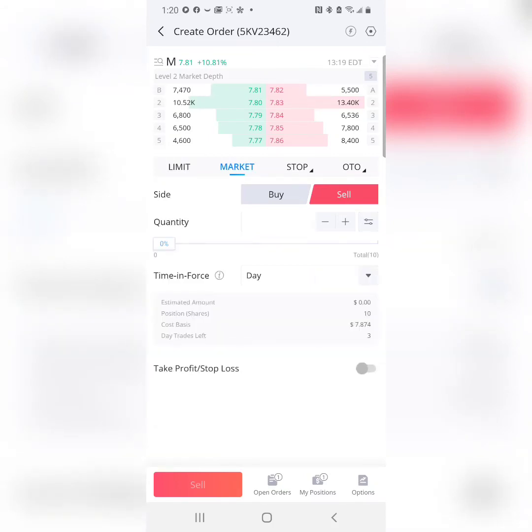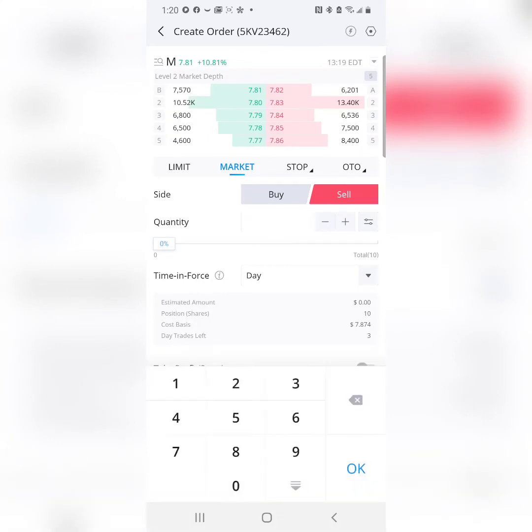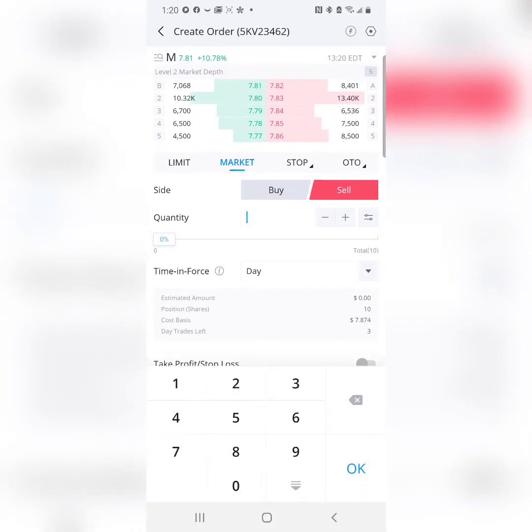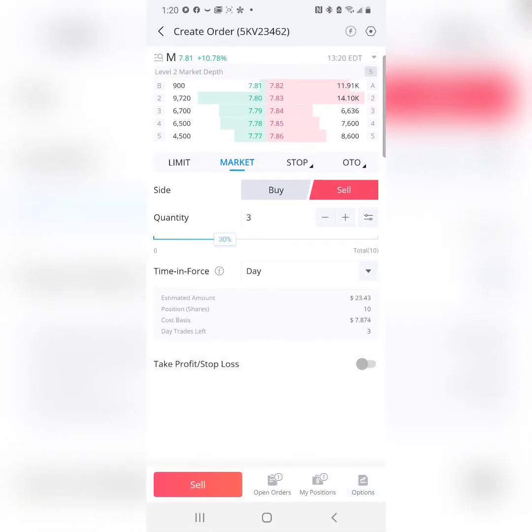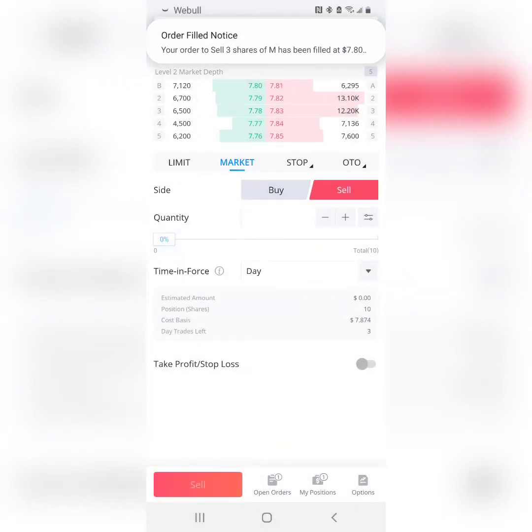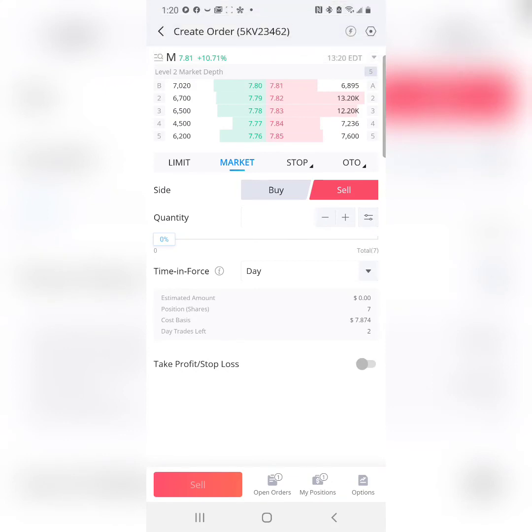So now let's click over to market. And I'm just going to put, how many shares do I have left? I don't know, like 3. So, boom, went through because I sold at market.